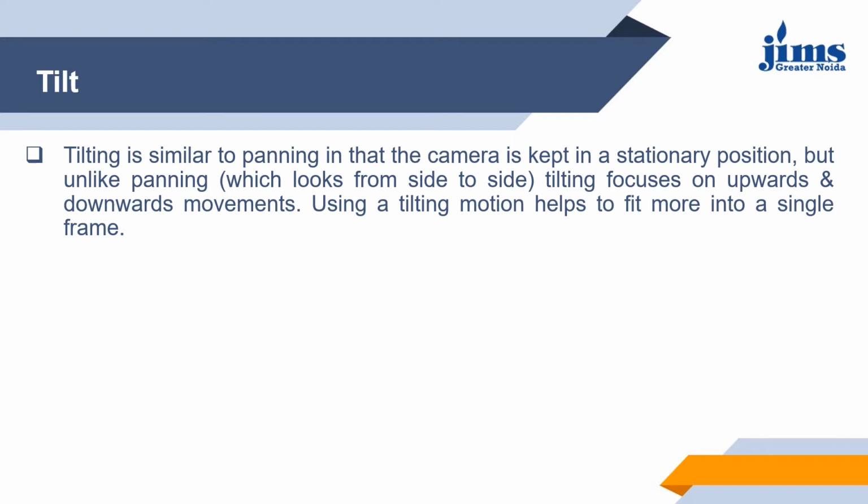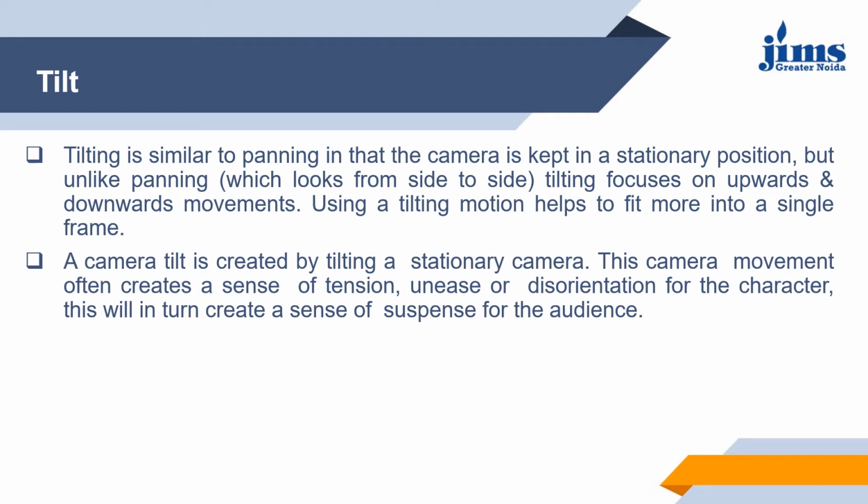For example, if we want to show a tall building or tree or a tall person, then we will move the camera in vertical position from bottom to top, or top to bottom. A camera tilt is created by tilting a stationary camera, and this camera movement often creates a sense of tension, unease, or disorientation of the character. This will in turn create a sense of suspense for the audience.